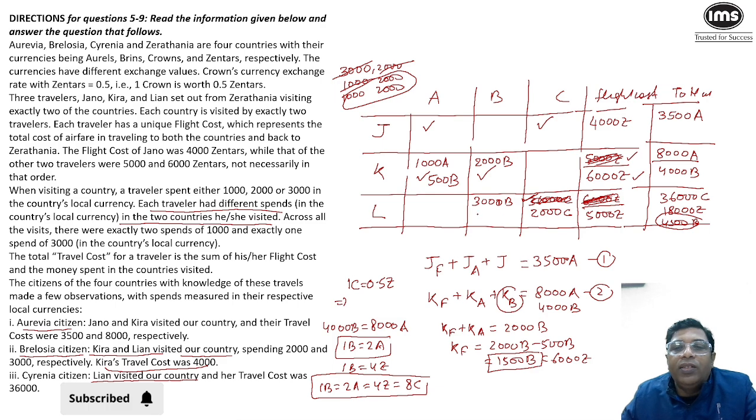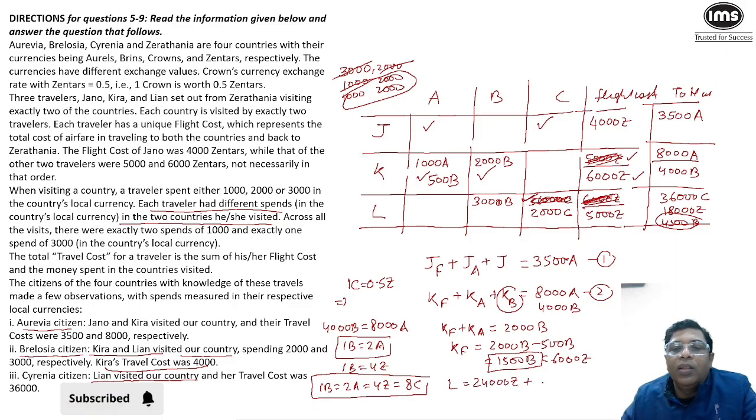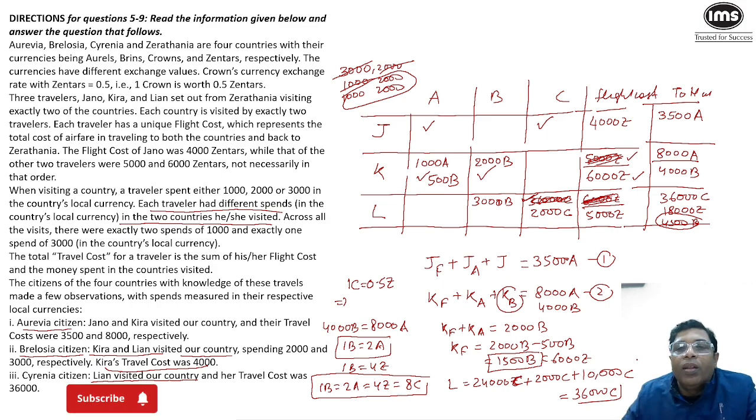So now we can just put these values. So L's spend in country B will be 3000 B, which in turn will become 24,000 Z, plus, sorry, 24,000 Z plus 2000 C spending on this, and 2000 C will become 10,000 Z, which makes it 36,000 Z. So I think it means we have done correctly.